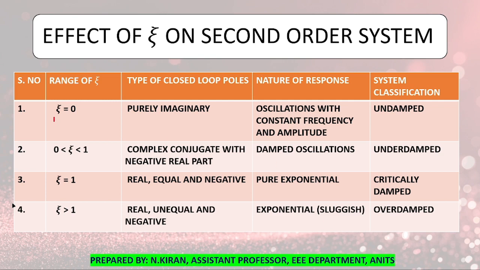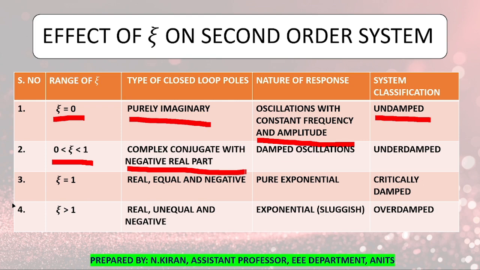If zeta is 0, the closed loop poles are purely imaginary, and the response will be oscillations with constant frequency and amplitude, and we can classify that as an undamped second order control system. If zeta lies between 0 and 1, the closed loop poles are complex conjugate with negative real part. We'll have damped oscillations, and I can classify that as an underdamped second order control system.